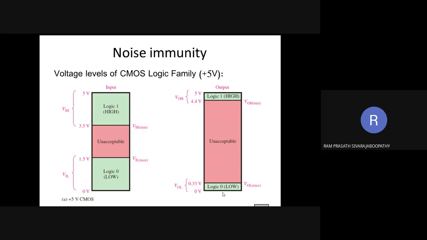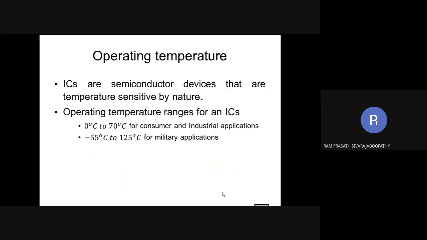See, recent microcontrollers and processors, if you look, they operate at a very low voltage during the sleep time. Normally it operates at 5 volt, say. If you put it in sleep mode, it consumes only minimal power. Okay, fine. So the final thing is operating temperature.